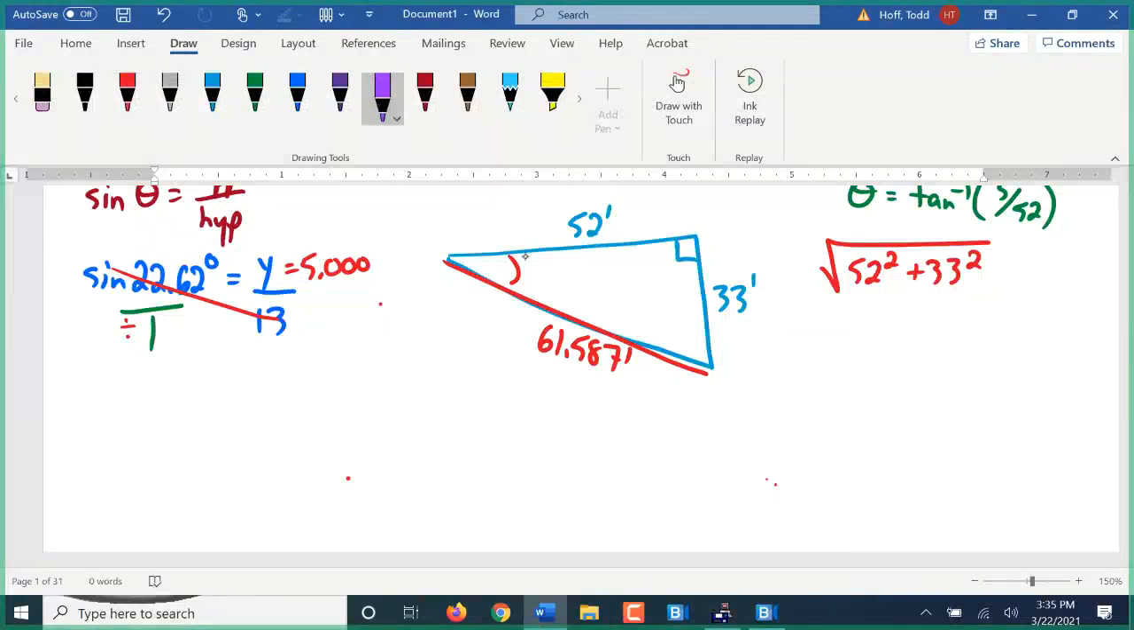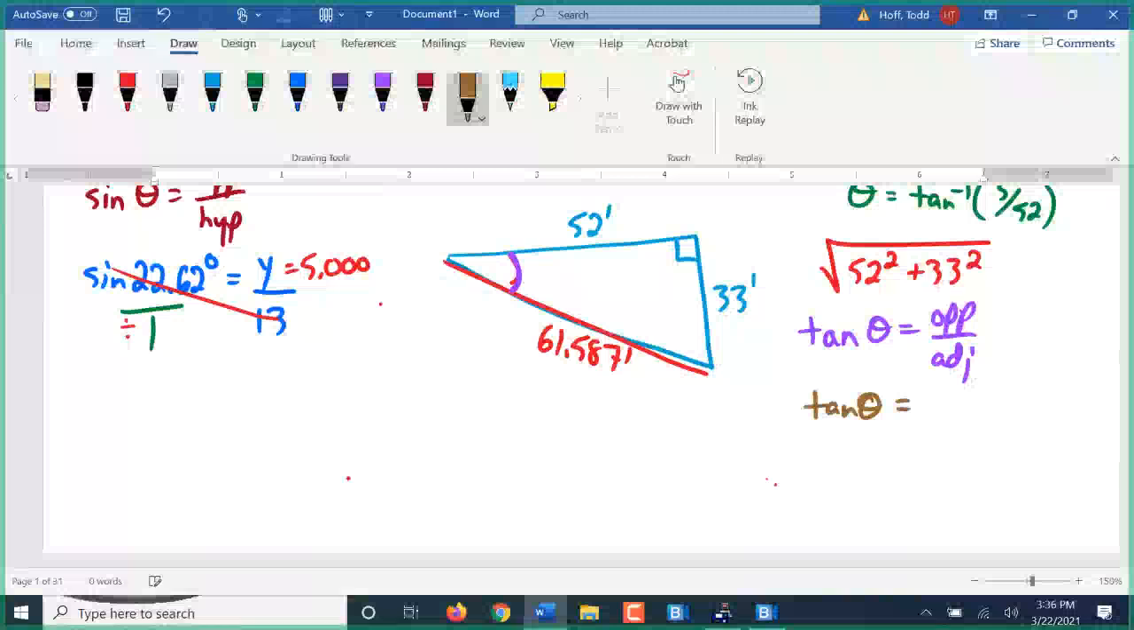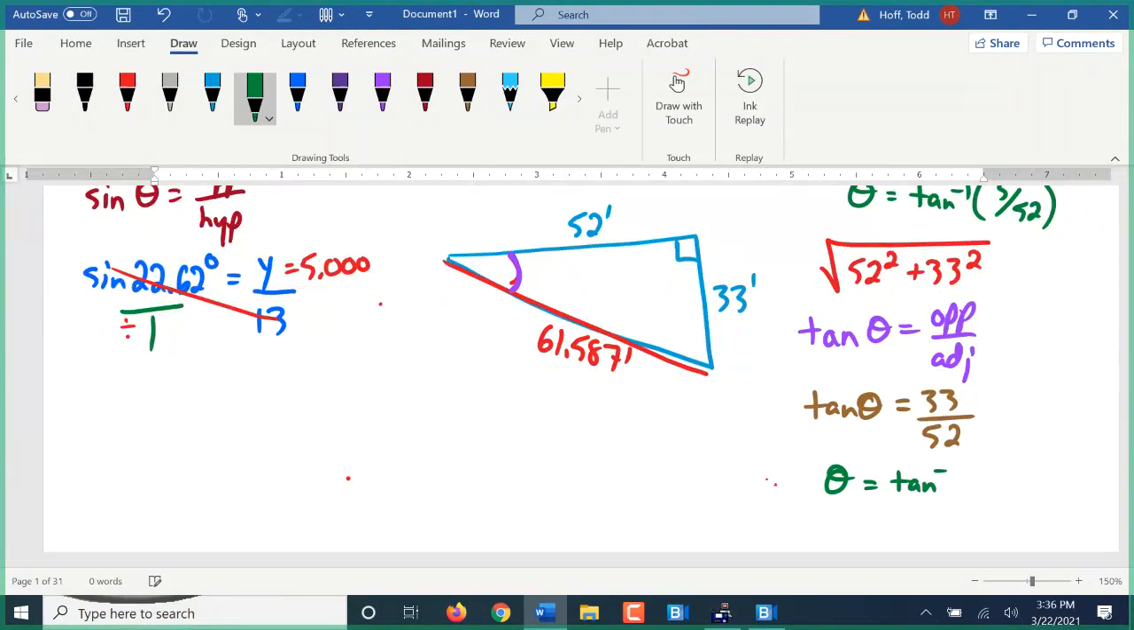And then to find this angle, doing a tangent again. Tangent is opposite over adjacent. Which side is the opposite side? 33. And the adjacent? 52. And since we are looking for the angle, we use inverse trig functions. Inverse tangent of 33 over 52.